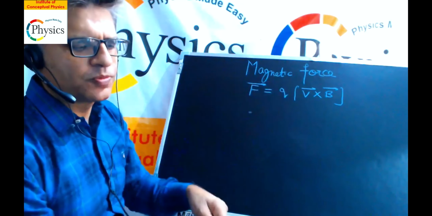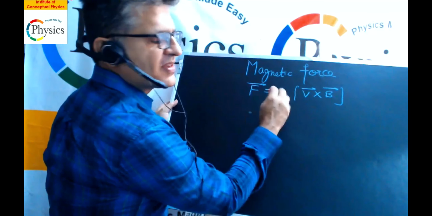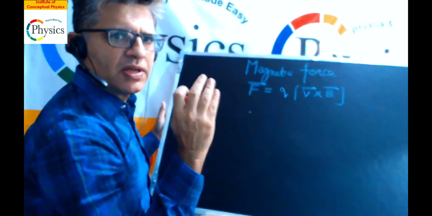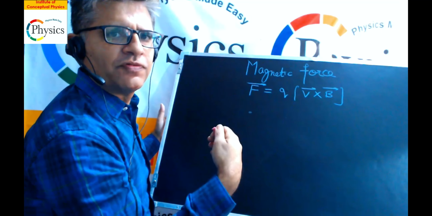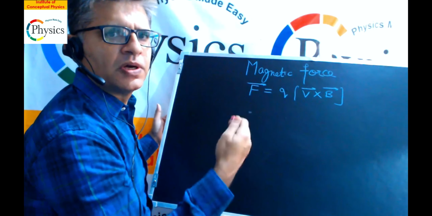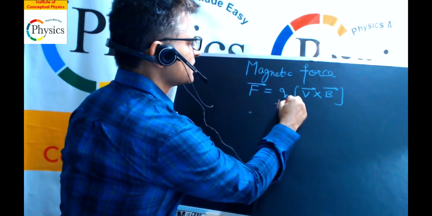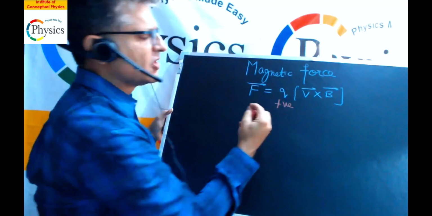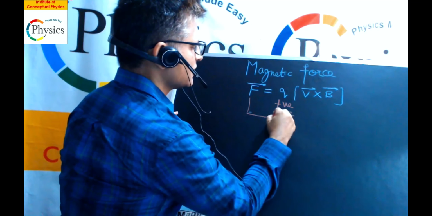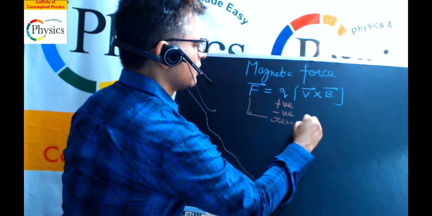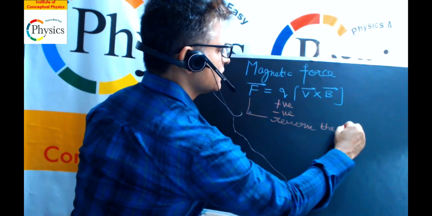This charge has to be a positive charge. So the formula is meant for positive charges. If you're given a negative charge, like an electron, reverse the direction of force. So always assume Q to be a positive charge. So this is for positive charges. If you get a negative charge, reverse the direction of force.